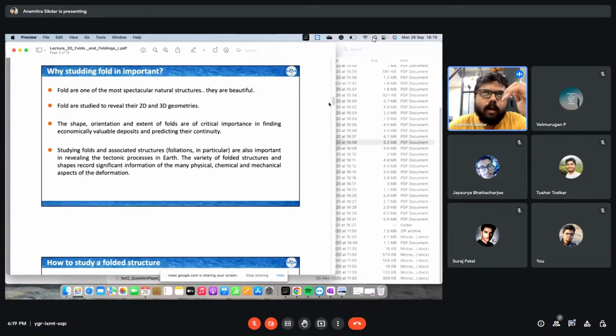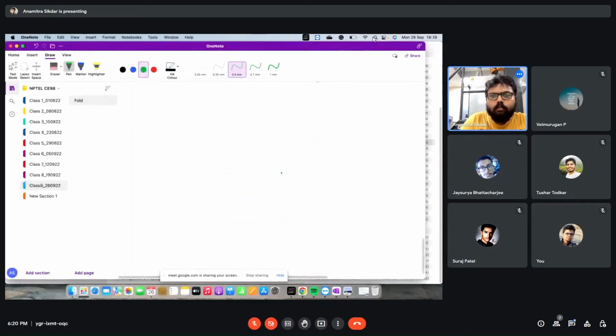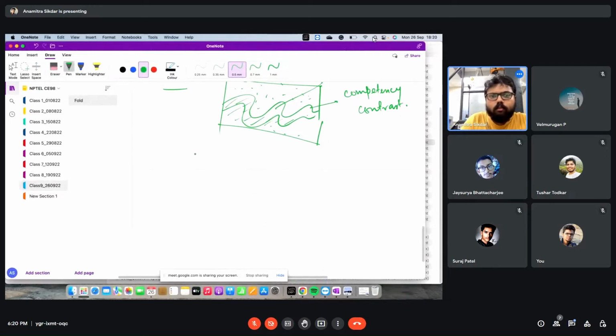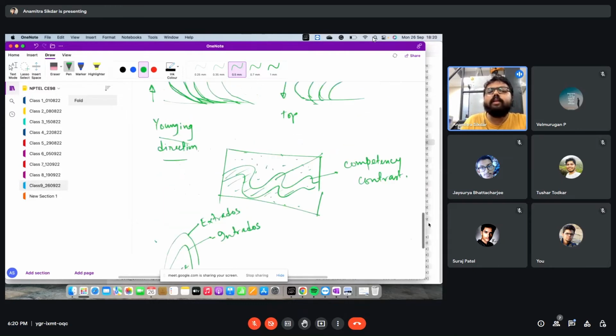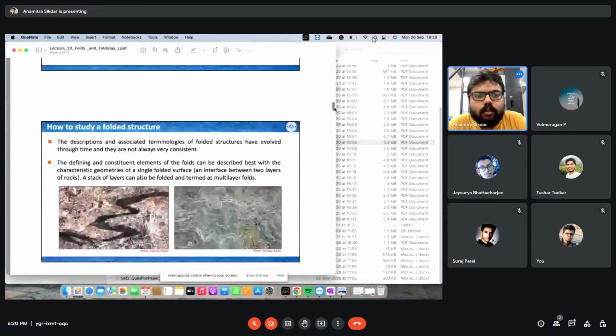So always in a fold we have one inside part, that is the core. Like this is the core and this is the outward part, right? So the surface at the outwards we call extrados, and this is called intrados, right? It's just nomenclature, we have nothing to worry about. Just read a couple of times and you'll remember all these nomenclatures.